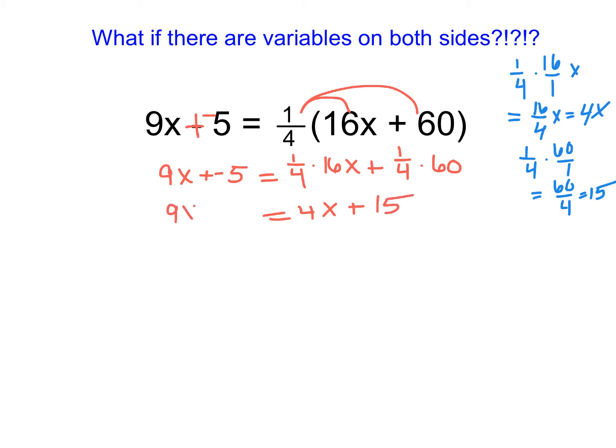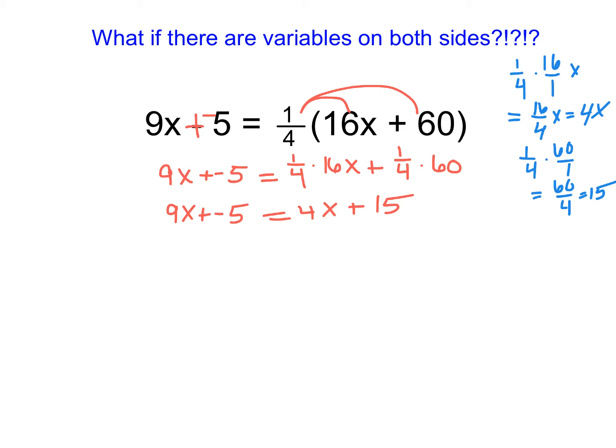So here's where the problem is new. I've undone the parentheses by using the distributive property. And if I look at each side of the equation, what I'm going to notice is that 9x and -5 and 4x and 15 are not like terms. So there are no like terms that I can combine on the same side of the equation.